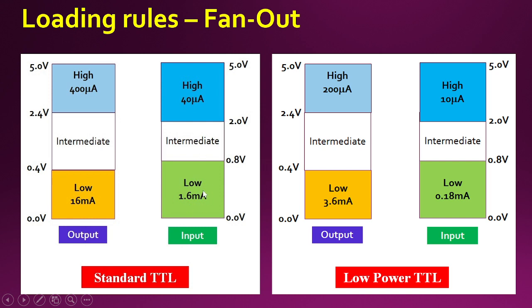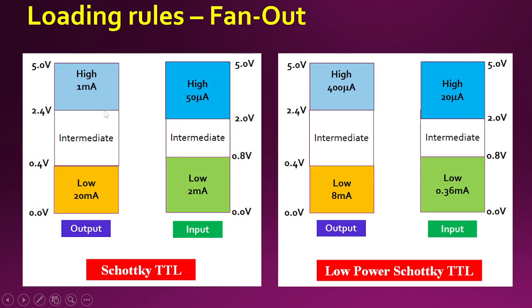And when the system is at low, it will give out 1.6 milliampere. Similarly, in low power TTL, we can see it is 200, 3.6, and input profile it's 10 micro and 0.18. And in case of Schottky TTL, it is 1 milli, 20 milliampere output profile, and it is 50 and 200 milliampere for the input profile, as well as low power Schottky, where the output maximum sourcing possible is 400 micro, maximum intake is 8 milli.